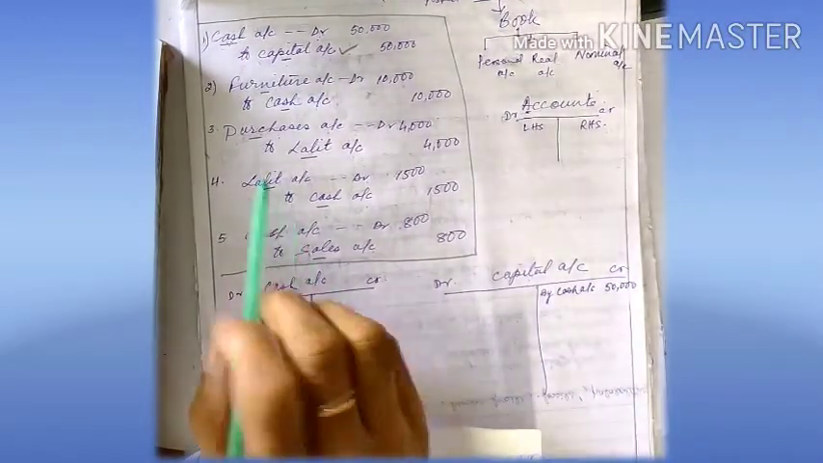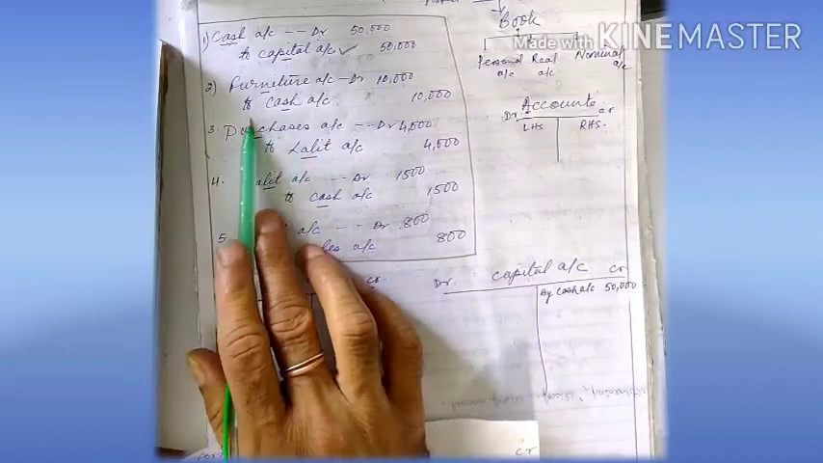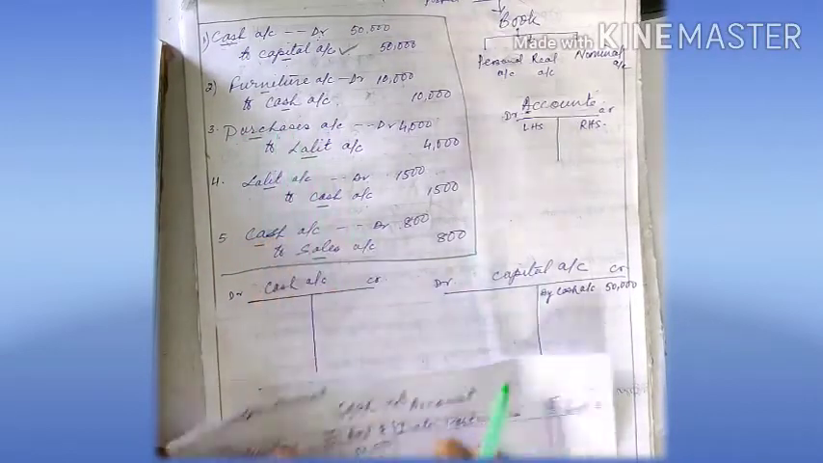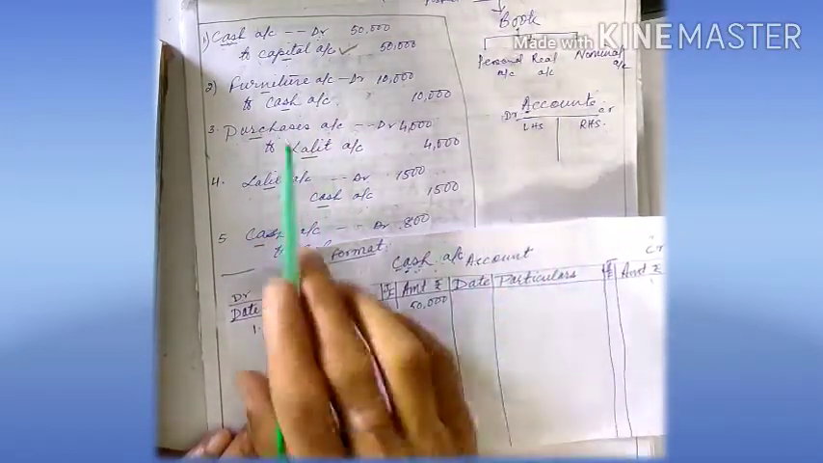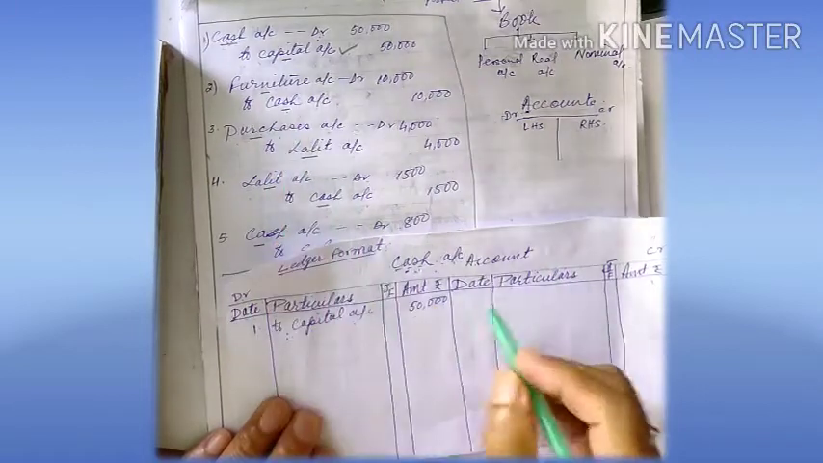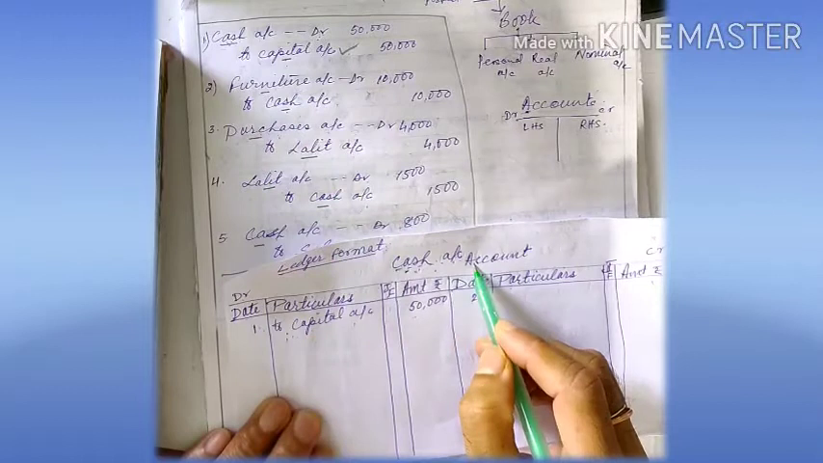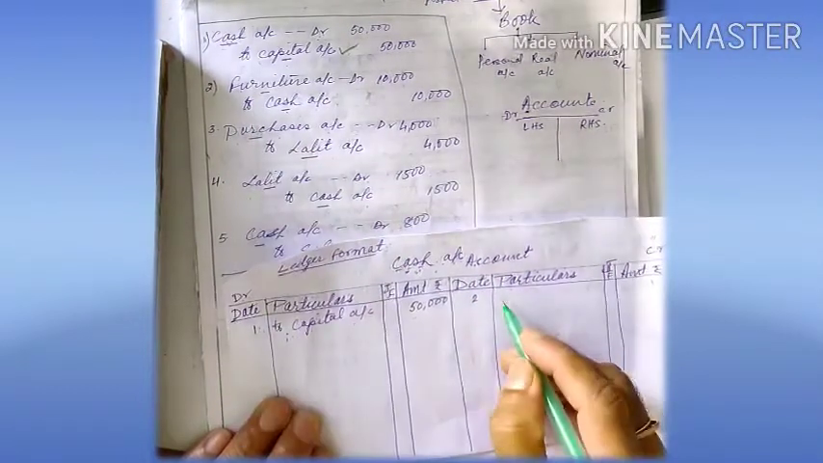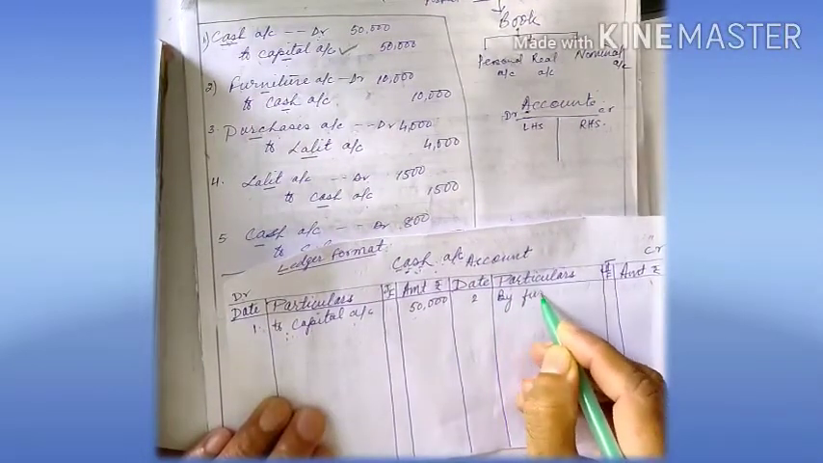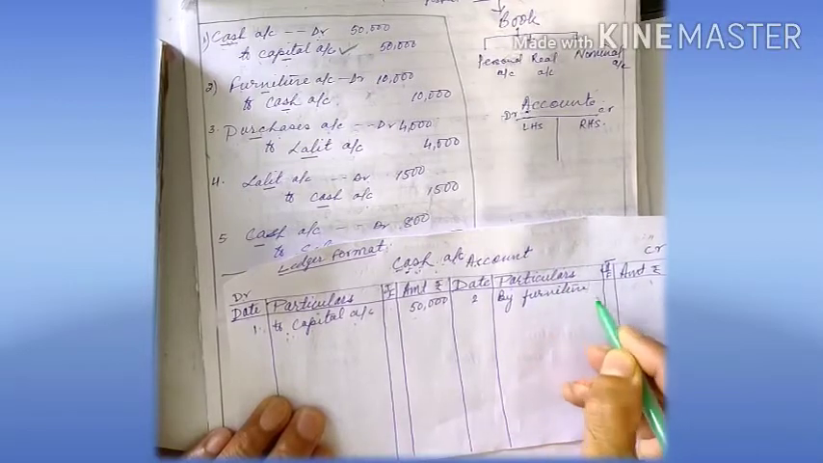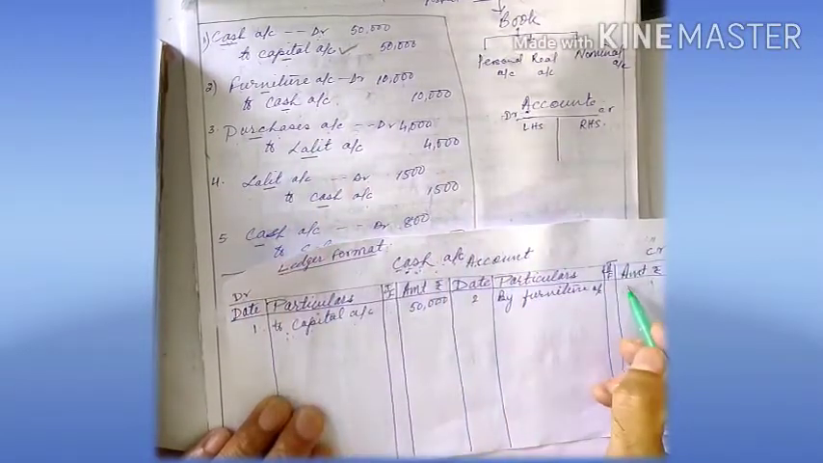Now take another one, furniture account debit to cash account. Again you have cash account here. Let's come to the actual format. Cash account is credit, so we go to the credit side. Credit, cash account is already there. Furniture is not there, so we write by furniture account 10,000.